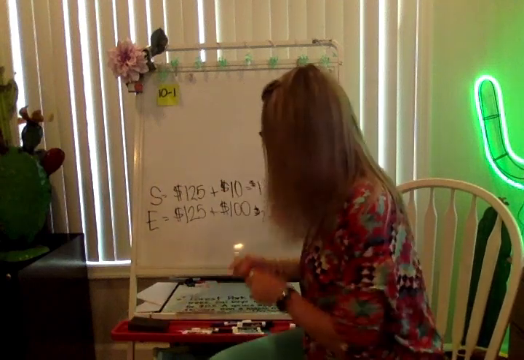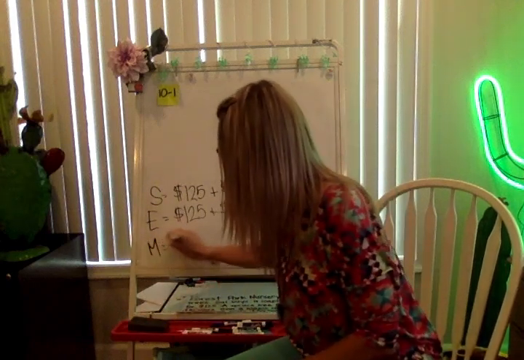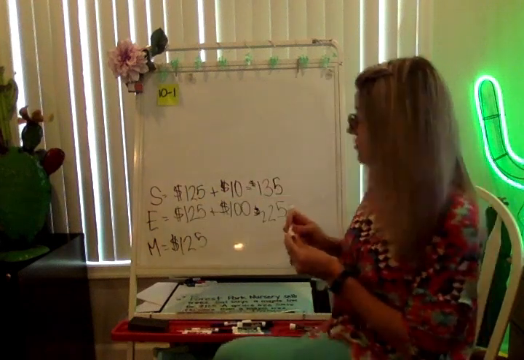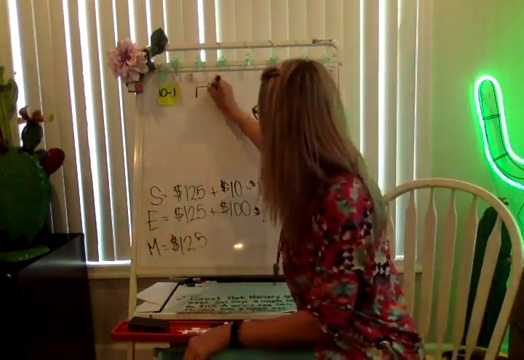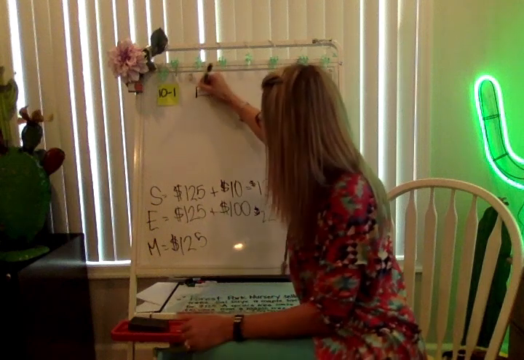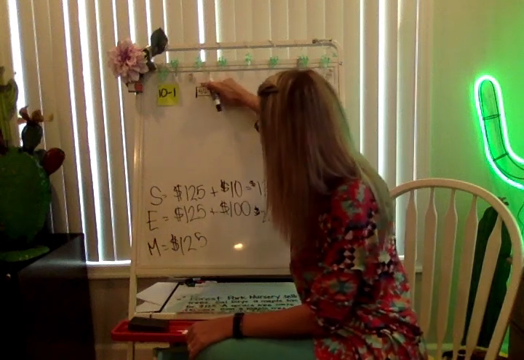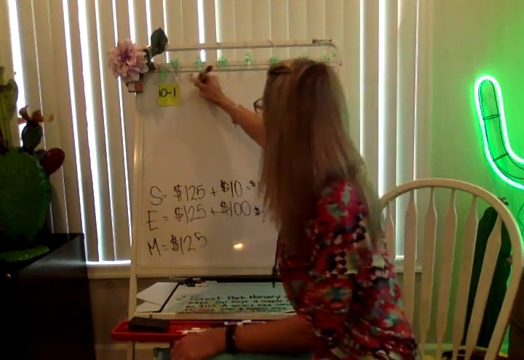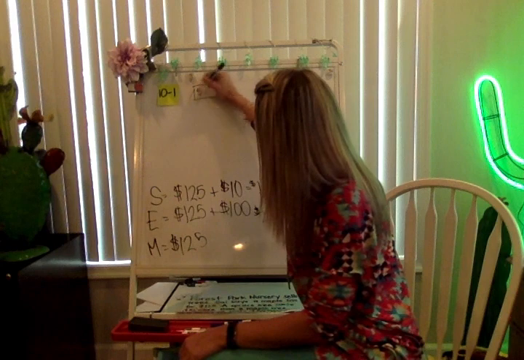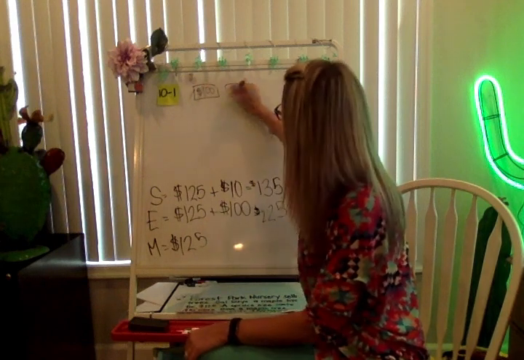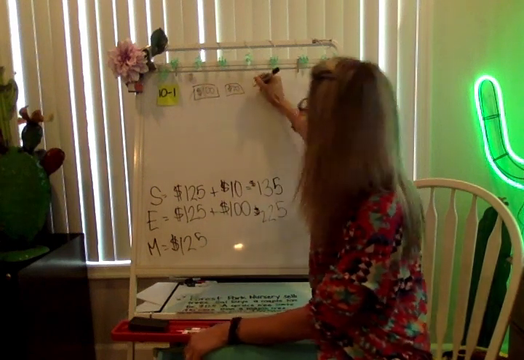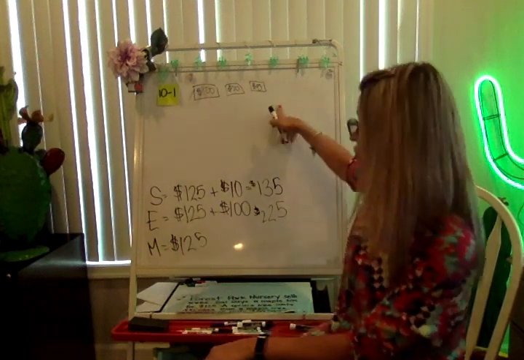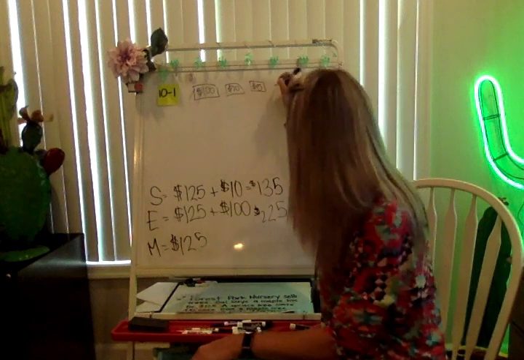So my spruce equation, I'm just moving these down a little bit. My spruce equation says $125 plus $10. I'm going to start with showing dollar bills. Here's a $100 bill. All right, let's try this again. Here's $100, and I've got a 20, and I also have a $5 bill. So that is $125. Now I'm going to add a $10 bill.